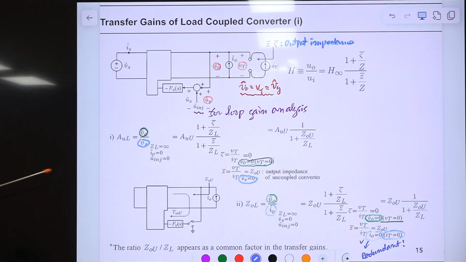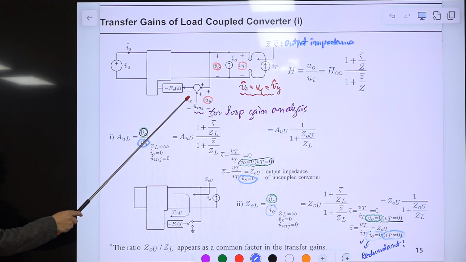Here I'll explain the relationship between this, the input to output transfer function of the load coupled converter, and this, the input to output transfer function of the uncoupled converter. They are related through this EET equation, and the question is how to find this out. If we find this out, the problem is finished, right? Because GL will be available eventually, and this is the small signal model for that EET analysis. And I made a small modification here.